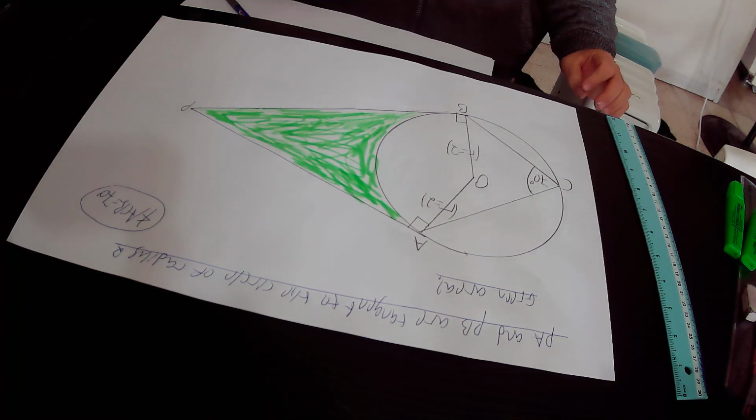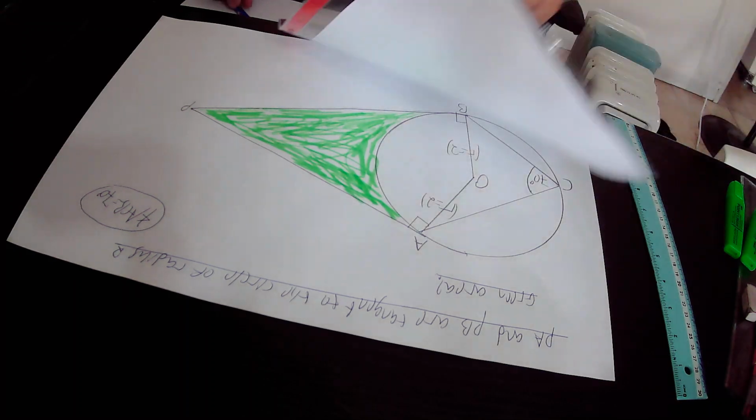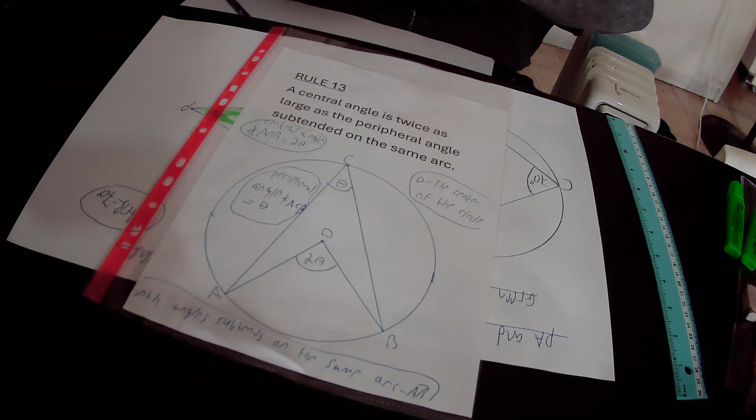In the next step, I present to you a new rule, and we will implement the new rule in our drawing. The new rule is rule 13. According to rule 13, a central angle is twice as large as the peripheral angle subtended on the same arc. Repeat again on rule 13. According to rule 13, a central angle is twice as large as the peripheral angle subtended on the same arc.